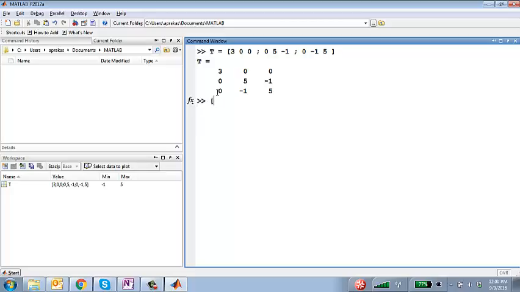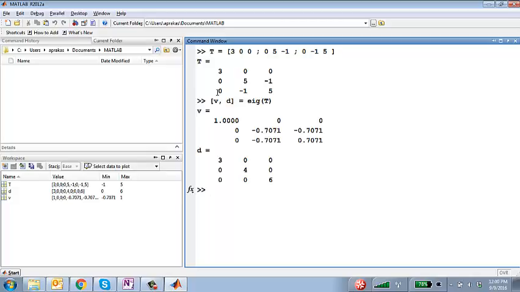So the command to do that is V, D. That's the output that I want. And the command is EIG. Find the eigenvalues of T and store them in these two matrices, V and D.